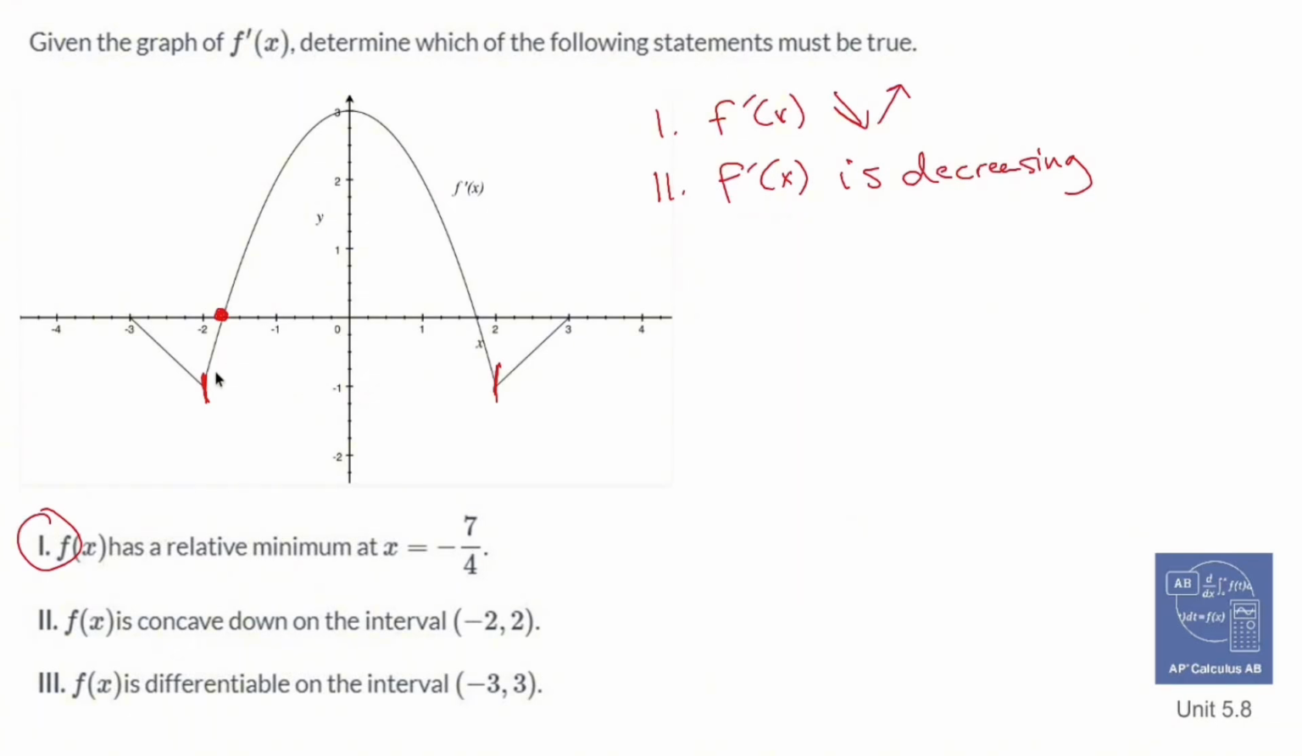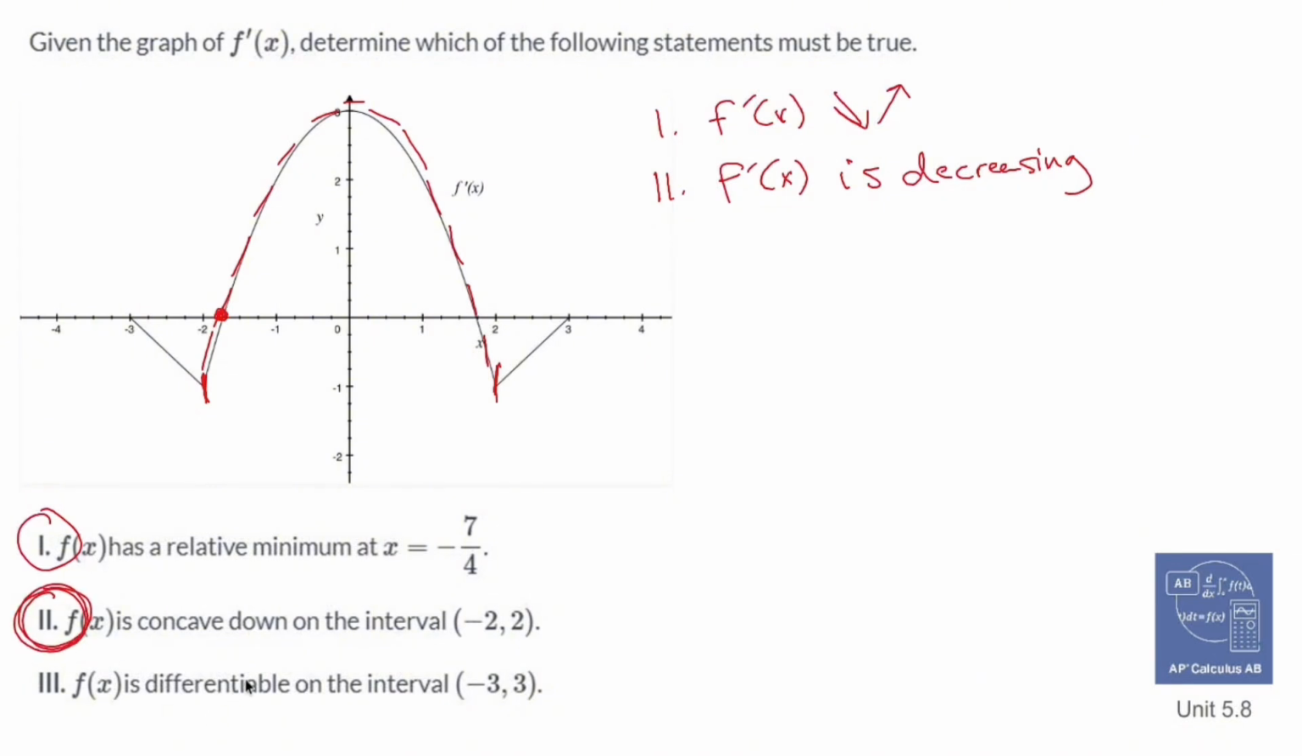Well, my slope this whole way is positive, getting more shallow, more shallow, more shallow, and then negative, bigger negative, steeper negative, steeper negative, steeper negative. So yeah, since my rate of change is decreasing the whole time, we could say 2 is true.